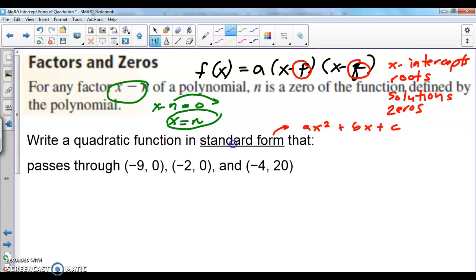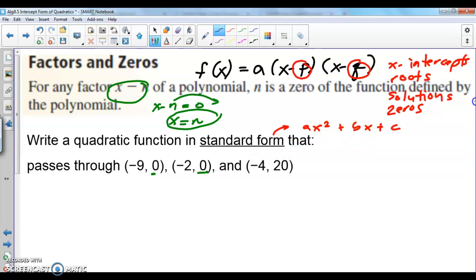Write a quadratic function in standard form that passes through (-9, 0), (-2, 0), and (-4, 20). So remember the placement of zeros here. It's important because it tells us something. These two numbers are actually zeros, right? They are zeros of your function, so that means they are x-intercepts. So if they are x-intercepts, -9 can be used to write one of the factors, so we can write it in the form x minus n. So how are we going to do that? And how are we going to arrive at this formula?